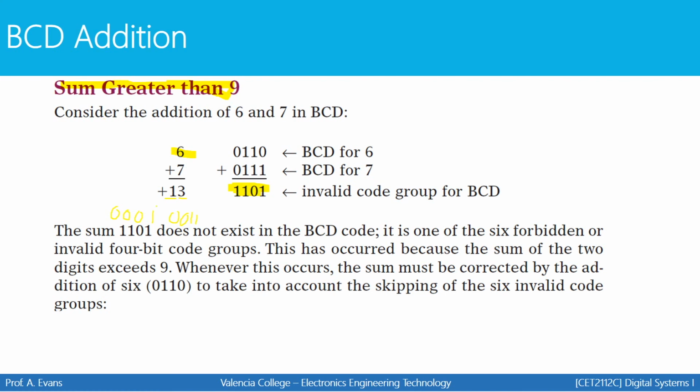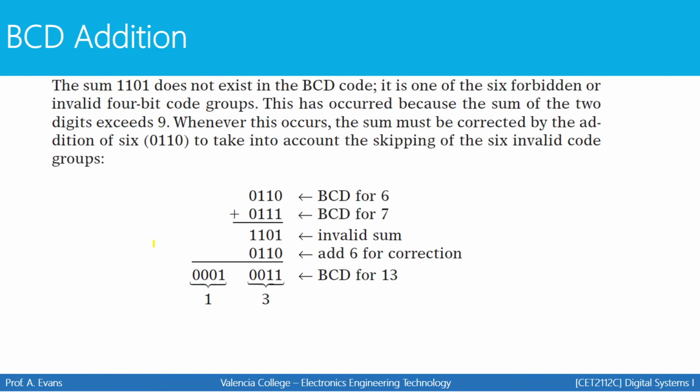So when this occurs, the sum must be corrected by the addition of 6. The addition of 6. That's what we're going to do to correct this problem. So you're going to take whatever answer you get out, which should be 1101, and just add 6, which is 0110. Add 6 to that answer, and then your answer will look like it should for BCD.